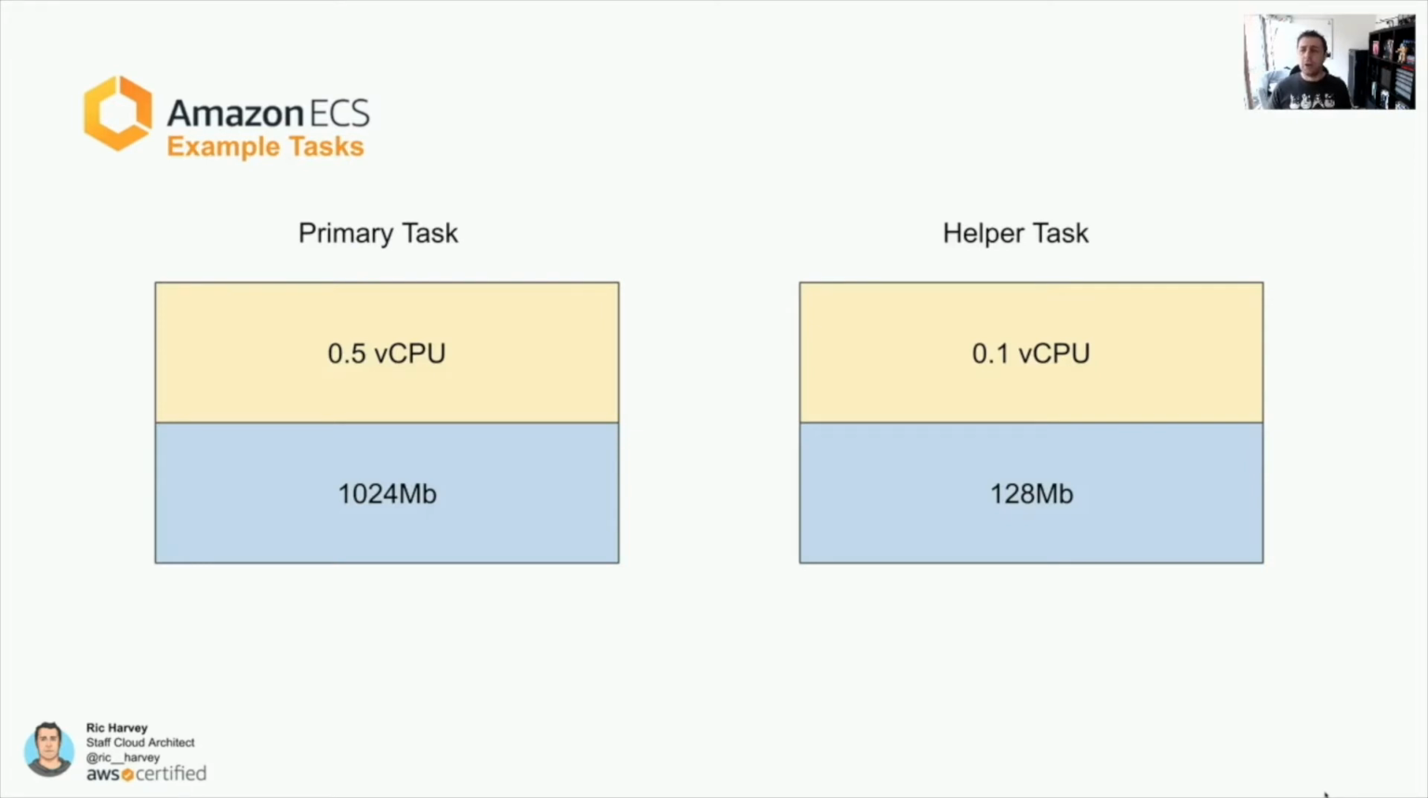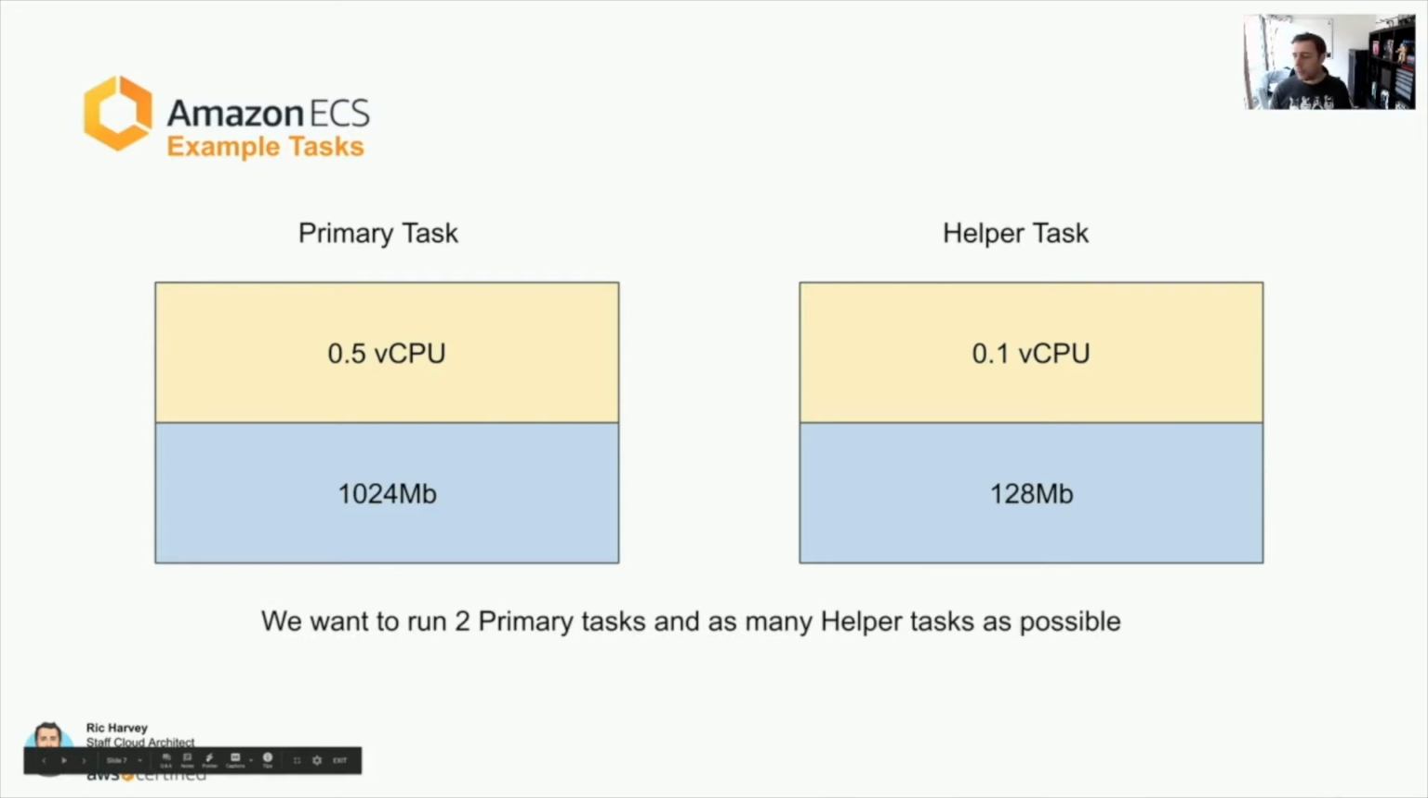So I'm going to talk about a bit of an example task here. I've got a primary task, half a CPU, a gig of RAM, and a helper task, which is only 0.1 of a CPU and 128 megabytes of RAM. Now, I want to place two of these primary tasks. So I want to place two of them running, and I want as many helper tasks as possible. So let's put N for that value there.